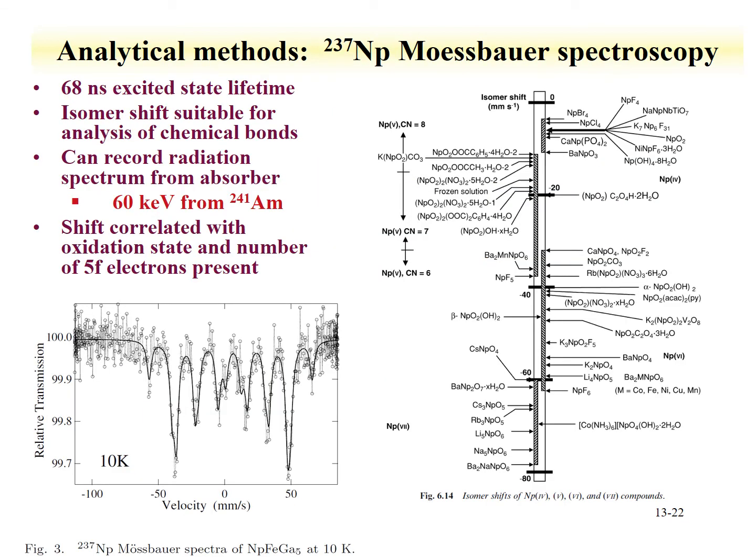A review of an analytical method we discussed during gamma spectroscopy is Mössbauer spectroscopy. So the excitation is done with americium-241, and this is just a review of what we've already discussed. It shows that one can identify different species of neptunium through its Mössbauer spectrum.